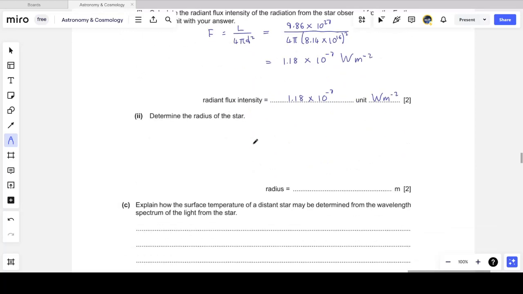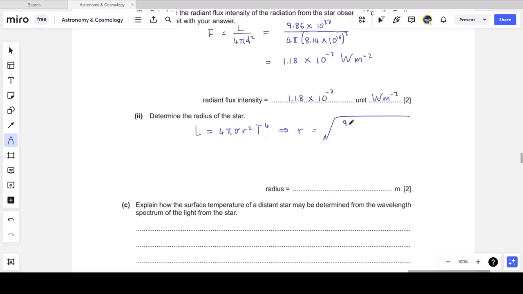We're then asked to determine the radius of the star. Immediately, if you're asked to determine the size or radius of the star, you go to the Stefan-Boltzmann law. This says that the luminosity L is 4 pi sigma r squared times T to the power 4. Essentially, I have to rearrange this equation to solve for r, which is the square root. So r will be the square root of L divided by 4 pi sigma T to the power 4.